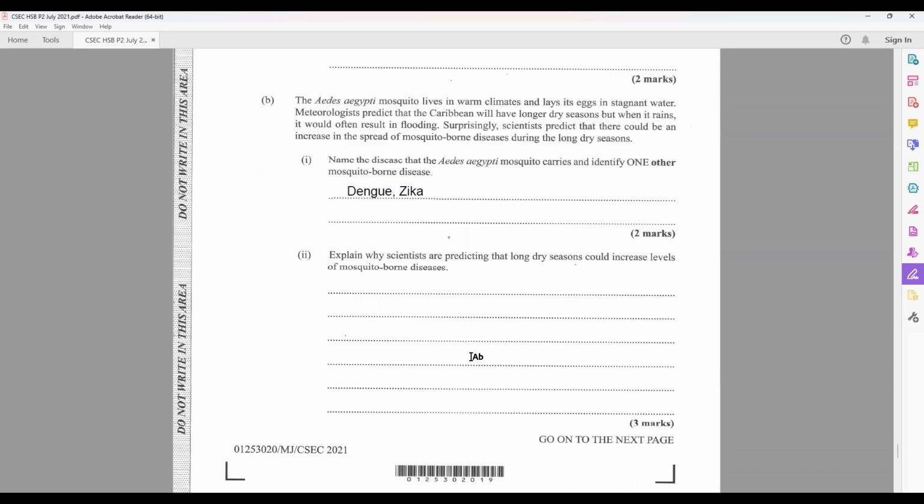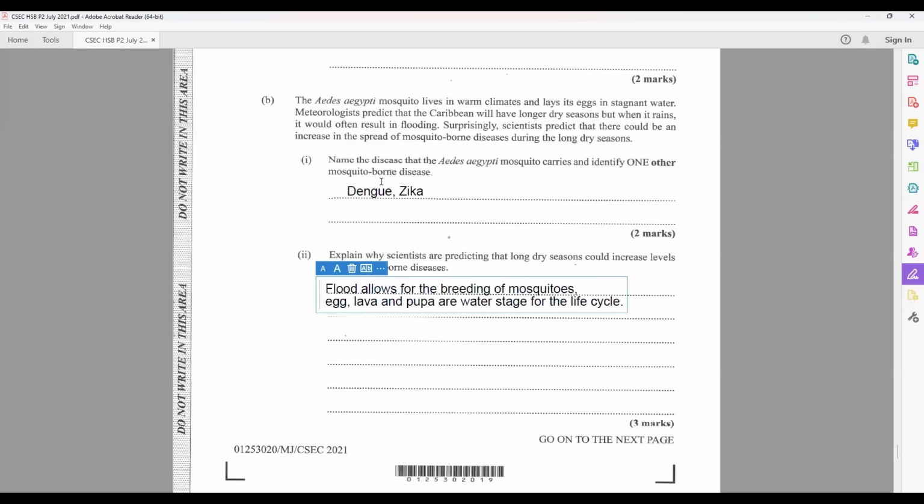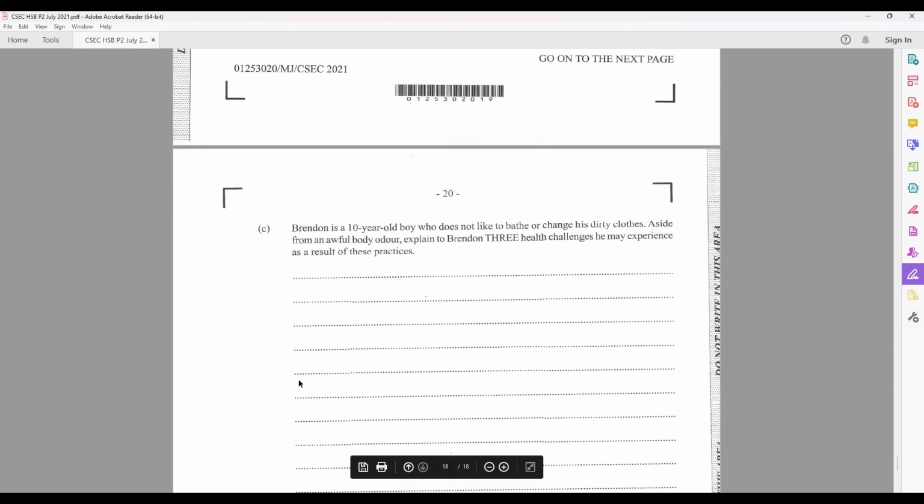Explain why scientists are predicting that long dry seasons could increase levels of mosquito-borne diseases. Because of the eggs being laid in stagnant water. The larva and the pupa also live in stagnant water. So 3 parts of the mosquito's life cycle is in water. So if you have flooding in the dry season, that is water available for mosquitoes to breed. All right? So the flooding supports the life cycle of the mosquitoes. 3 marks for this part of the question.